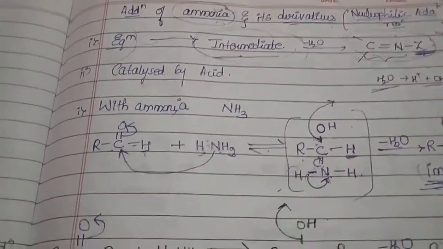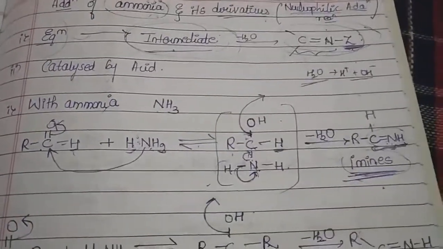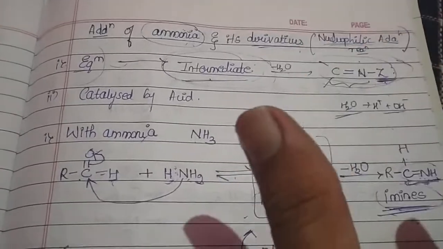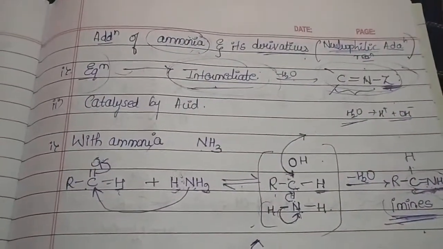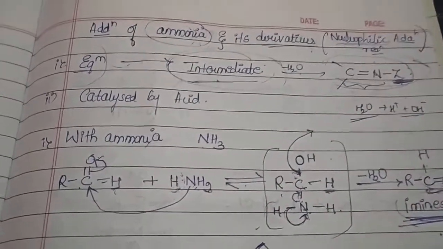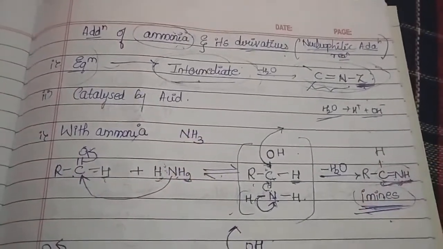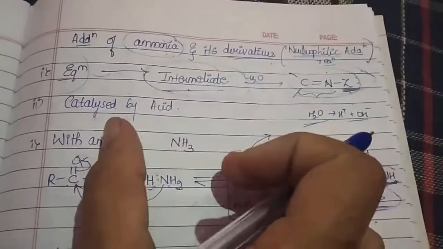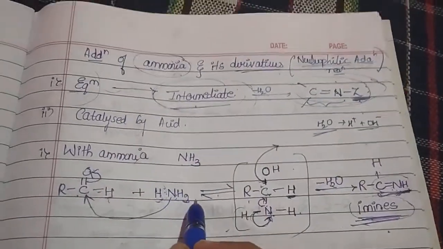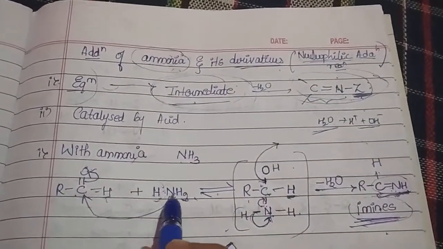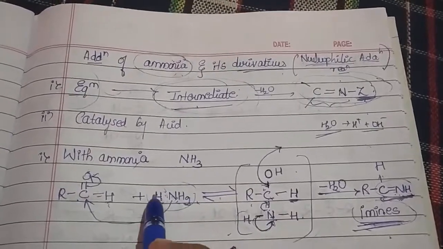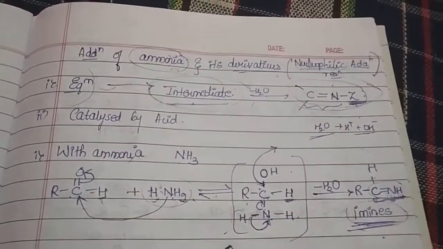Okay, so to begin with, we started with ammonia, and the general formula is NH3. But in order to make our reaction look easier and to follow easily, I am splitting my NH3 as HNH2. Overall it is the same, it is NH3 itself, but for my easier understanding I have done so.